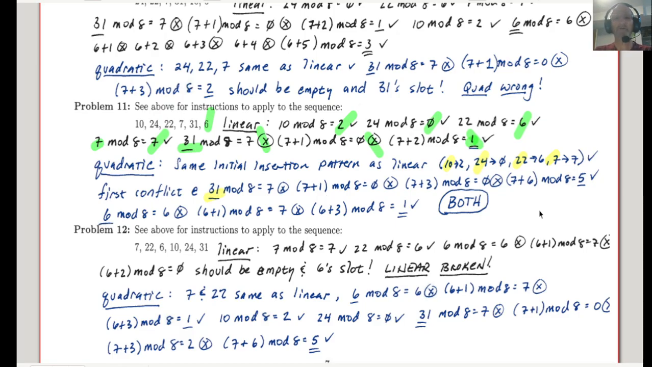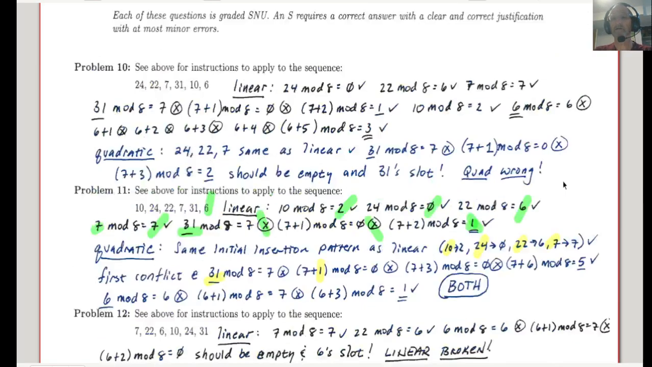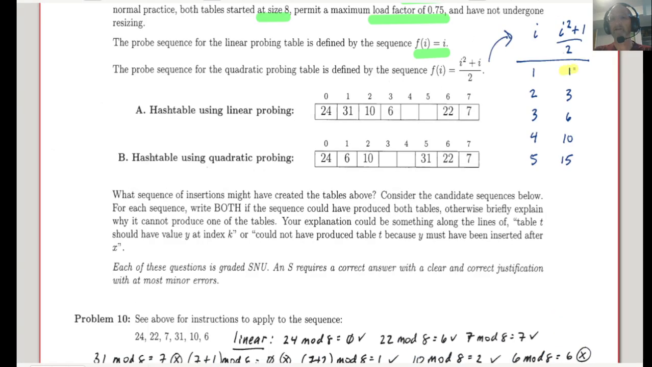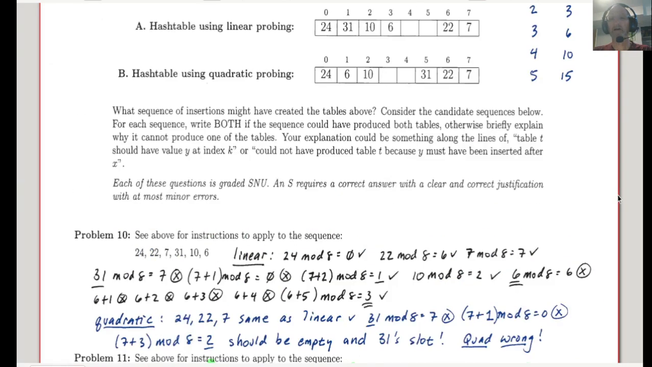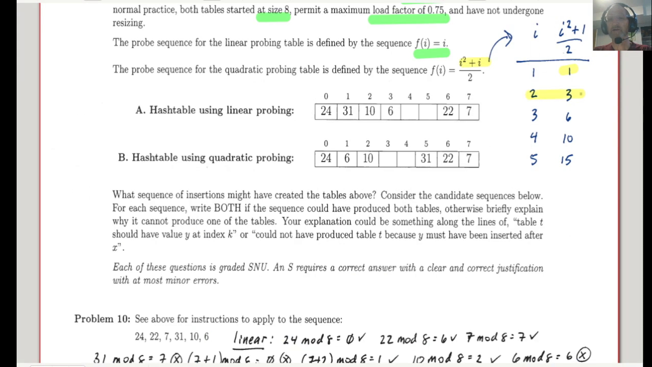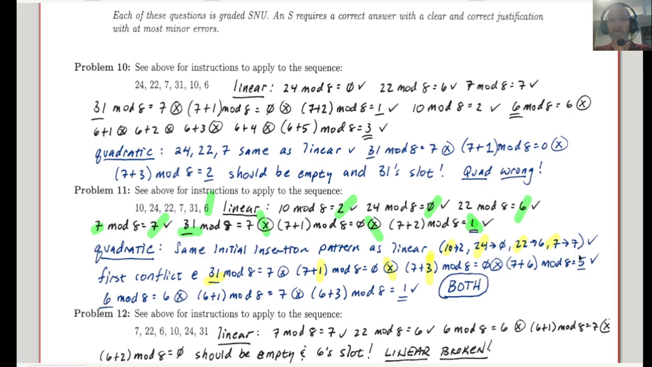Where did this 1 come from? This 1 came from right there. It's the result of i squared plus i. There should be a dot up there. Here's the equation, over 2, because we're doing quadratic probing. That has a collision. 7 plus 3. Why do we choose 3? Because it's the i equals 2. We're on the second probe, and so we're adding 3.